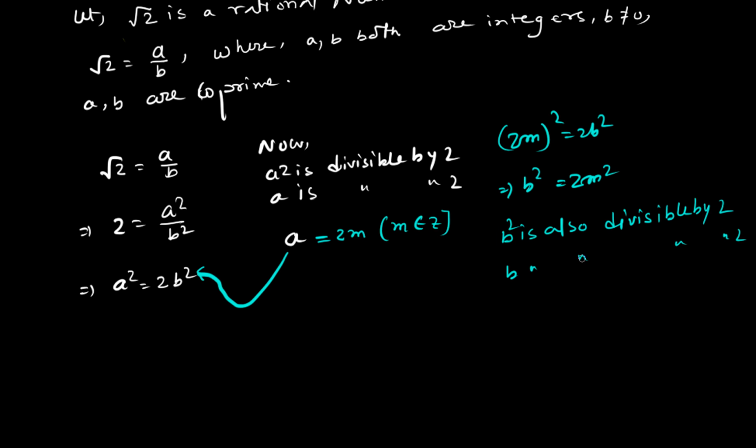Contradiction to what? It's a contradiction to the assumption that a and b are co-prime numbers, but we can see that a and b have a common factor, that is 2. So it's actually not possible. Hence we can write, as it's in contradiction, our initial assumption is wrong, so root 2 is not a rational number, it's an irrational number.